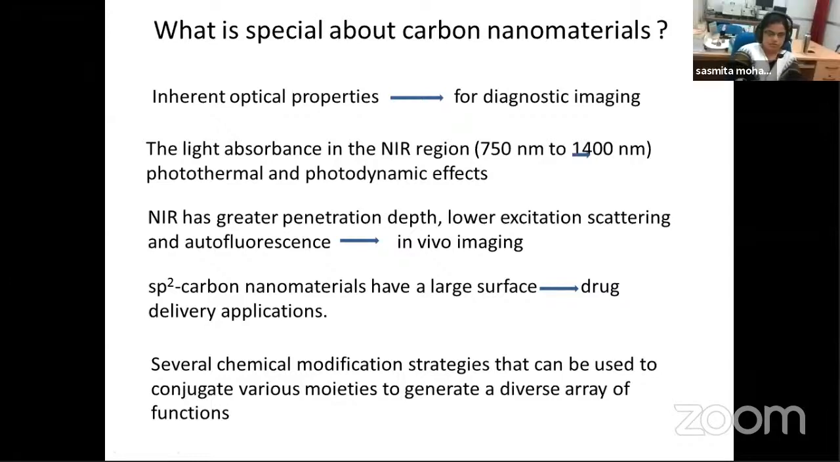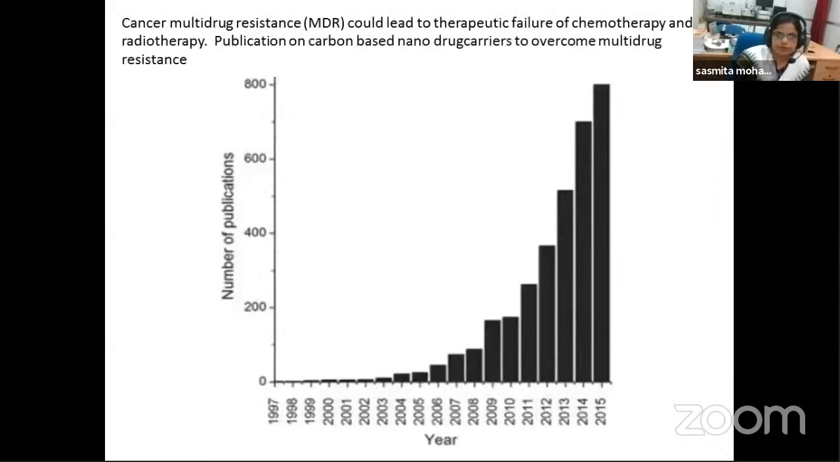Yes, sp2 carbon materials have a large surface area. That's why it is a good substrate for adsorbing aromatic drugs. That is one aspect of carbon materials. And lastly, several chemical modification strategies can be used to conjugate various moieties to generate a diverse array of functions. For example, you can conjugate a ligand, a marker molecule, or a drug on carbon nanomaterials. So it has versatile roles.